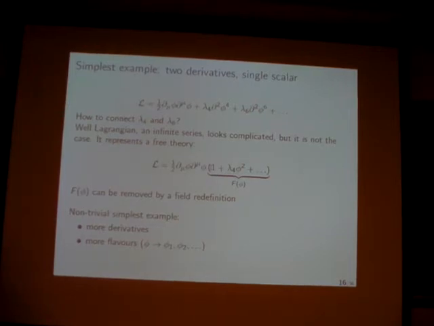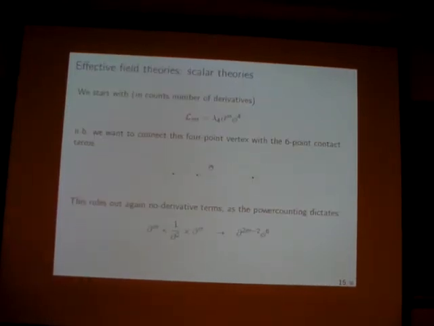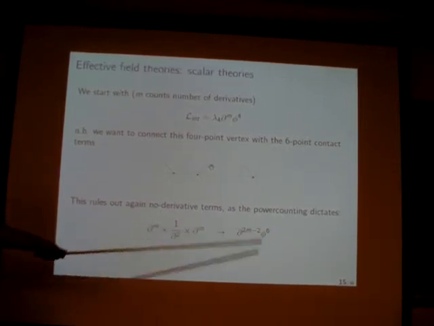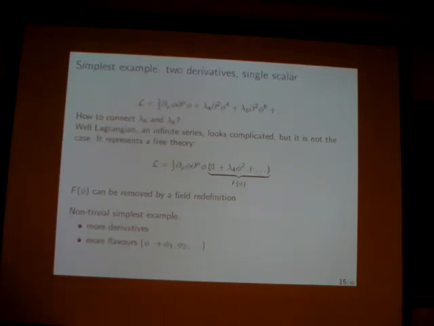So let's make it as easy as possible. If you have two derivatives here, you would get again two derivatives for six points. So in principle, you would say, okay, the simplest example of an effective field theory: we cannot focus on three-point vertices, but we start with four-point vertices, the smallest number of derivatives, which is two. So this would be a viable Lagrangian.